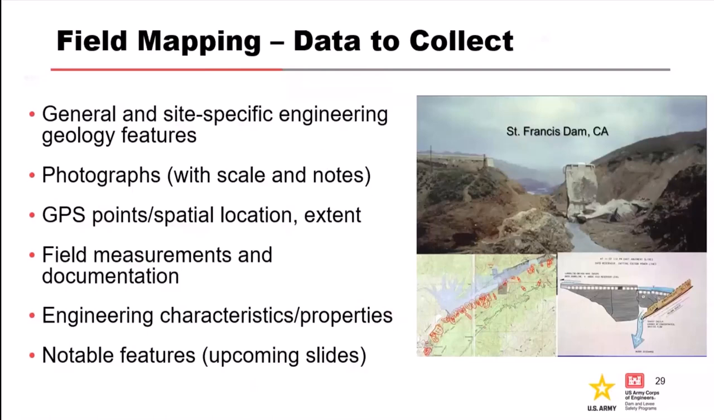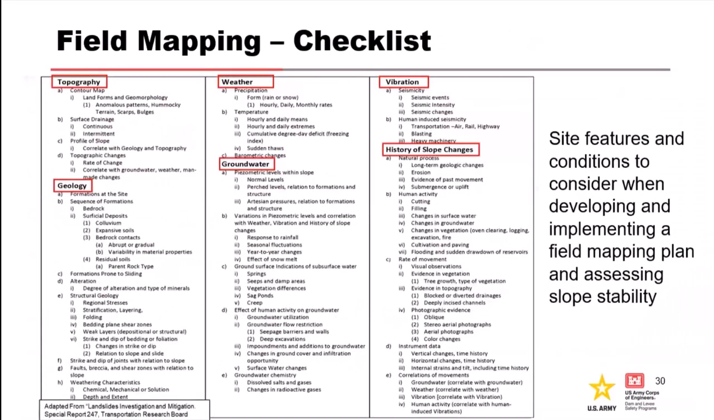Field measurements, obviously. Document the engineering characteristics of the features you're talking about. There are a lot of methodologies, Bureau, ASTM. They tell us how to describe soils and how to describe rock and how to describe joints and what verbiage to use. I'd say it's important for consistency to make sure we use those standards, because then others understand what you're talking about. And then obviously notable features. This is sort of a pre-checklist.